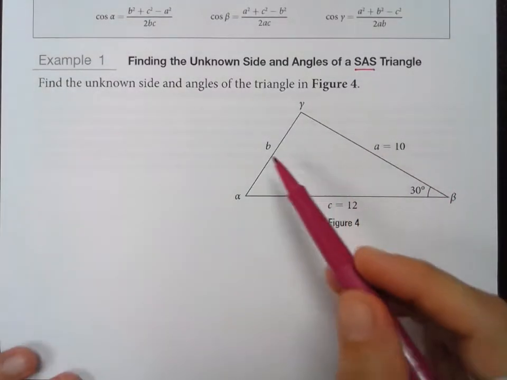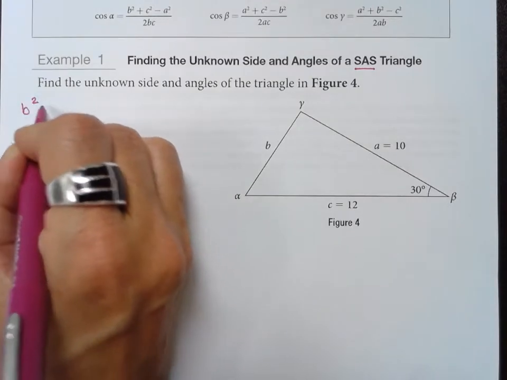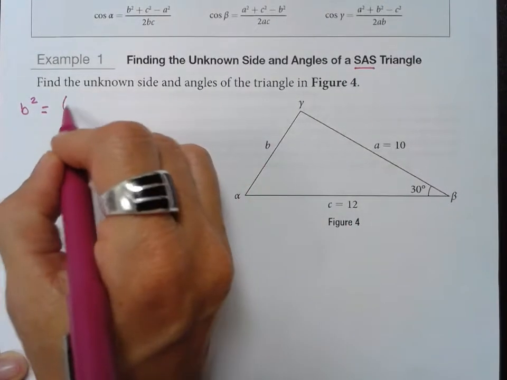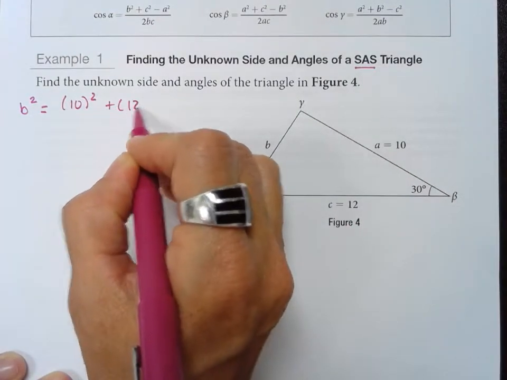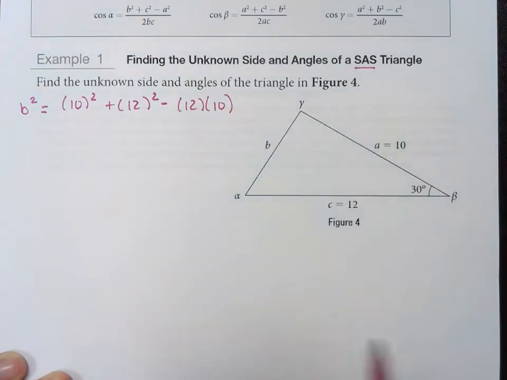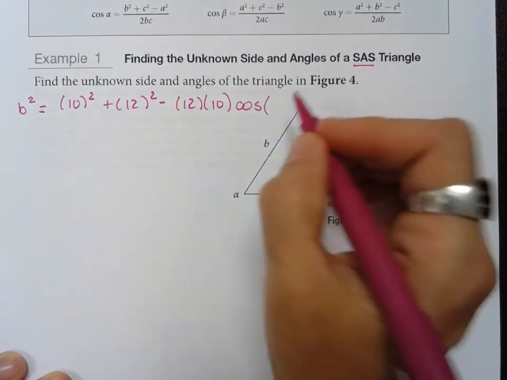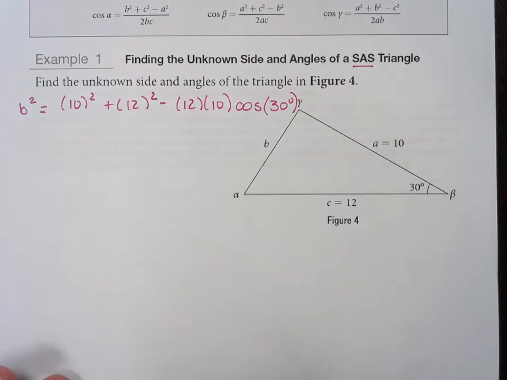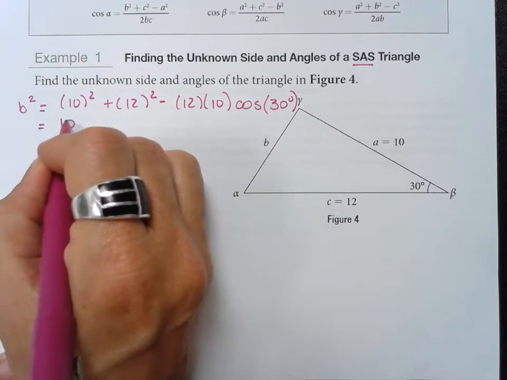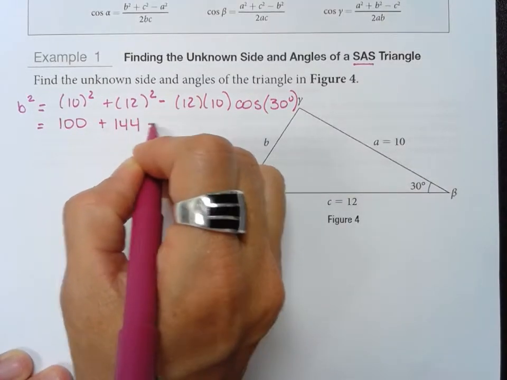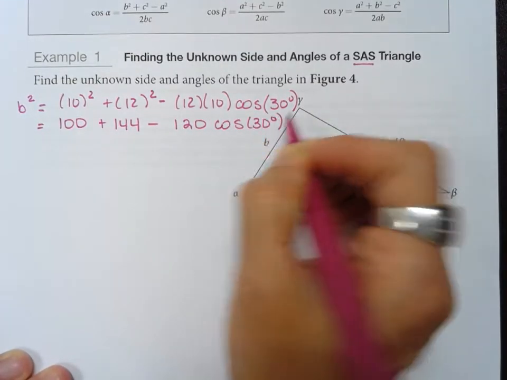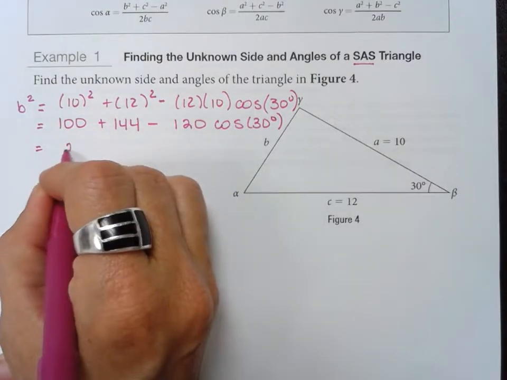So since we're looking for b, that's going to be equal to the sum of the squares of the two sides. So we have 10 squared plus 12 squared minus their product, so 12 times 10 or 10 times 12, and then cosine of the angle between them. So we multiply all of these out. 10 squared plus 12 squared minus 12 times 10. So 100 plus 144 is 244.